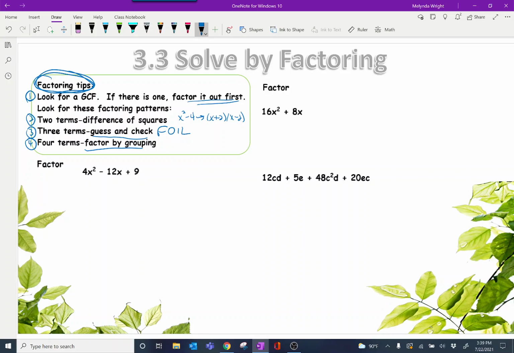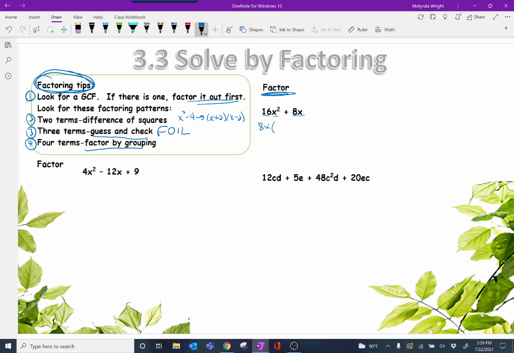All right, so let's start with the first example up here. We have two terms. We're going to do our greatest common factor first. We look at 16 and 8, and we know the greatest common factor between those two numbers is 8. Then we look at x squared and x, and the greatest common factor would be x.